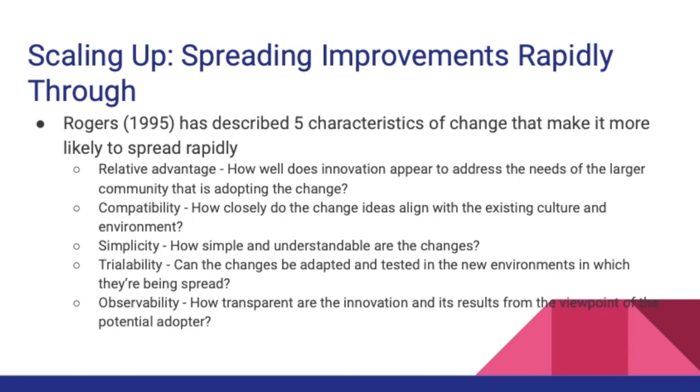And here, I describe the 5 characteristics of change that make it more likely to spread rapidly. Relative advantage: how well does the innovation appear to address the needs of the larger community that is adopting this change? Compatibility: how closely do the change ideas align with the existing culture and environment? The simplicity: how easy to understand are these changes? The trialability: can the changes be adapted and tested in new environments in which they're being spread? Observability: how transparent are the innovation and its results from the viewpoint of the potential adopter?